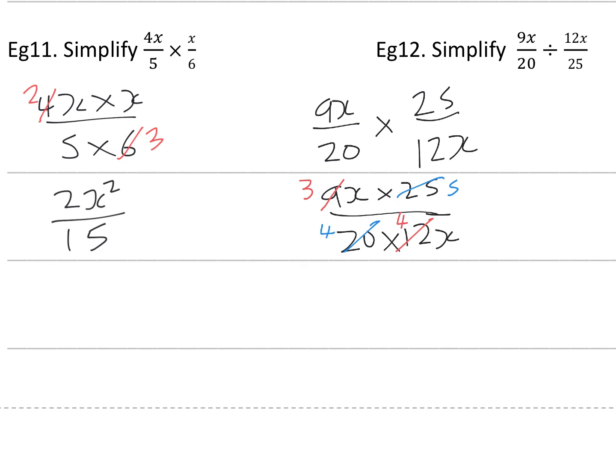And finally, there's an x in the numerator and the denominator. So if you divide the top and bottom by x, you would get 1 and 1. So we're left with 3 times 5. I'll write this out again one more time because it's a lot happening and it's hard to see. We've got 3 times 5 over 4 times 4. That's 15 over 16.